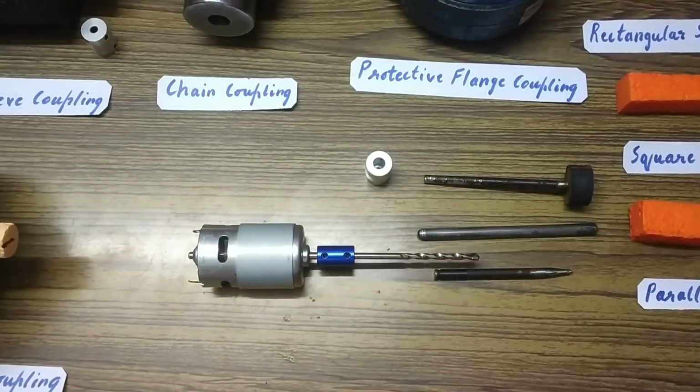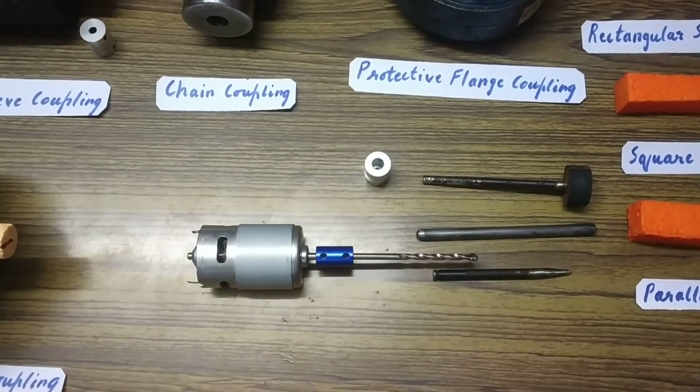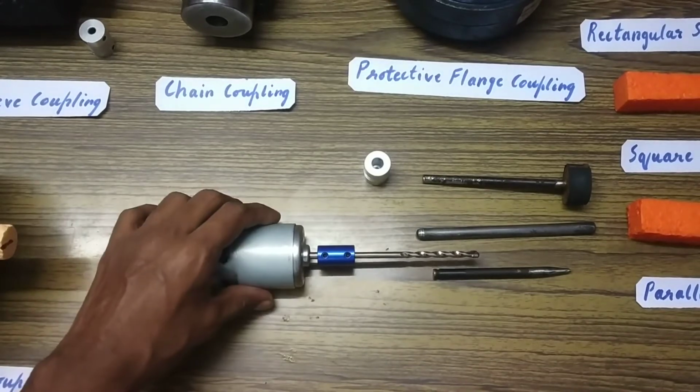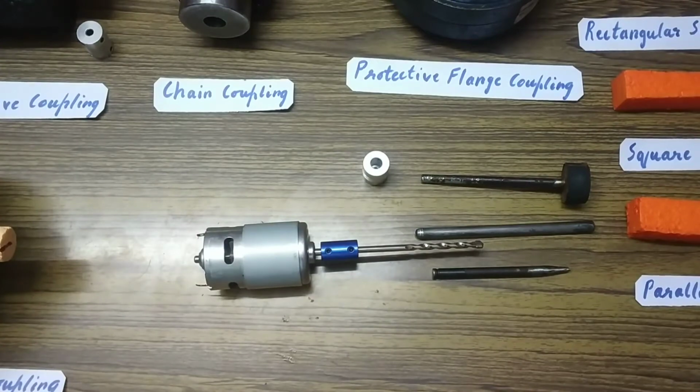But in industry, when we use large couplings, tightening using screws will be a problem. So at that time we will have keys. What are the keys now? Let us see.